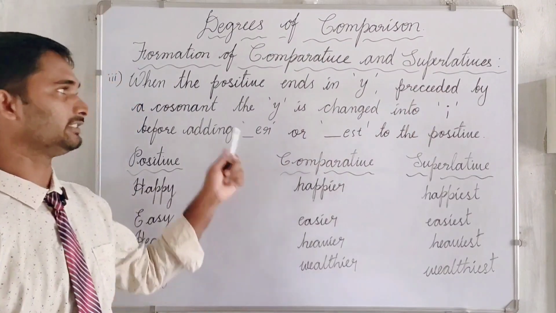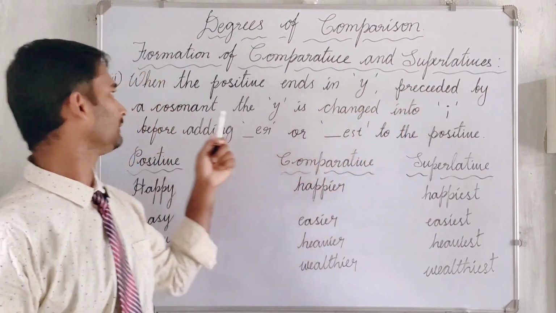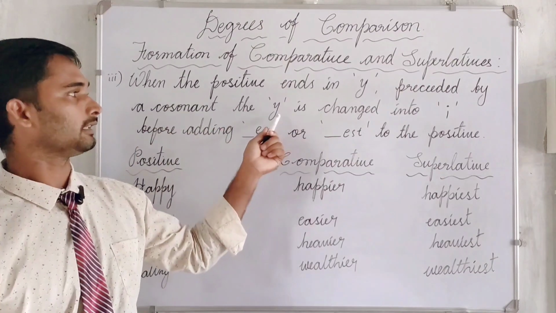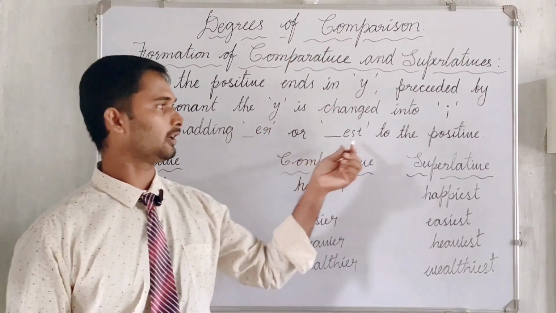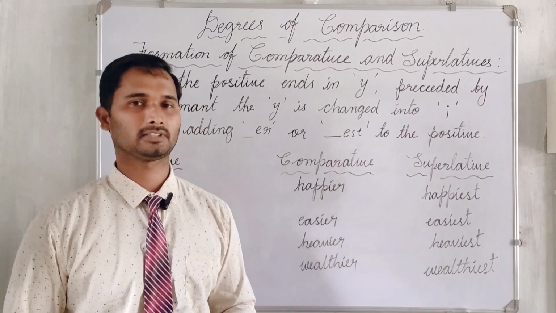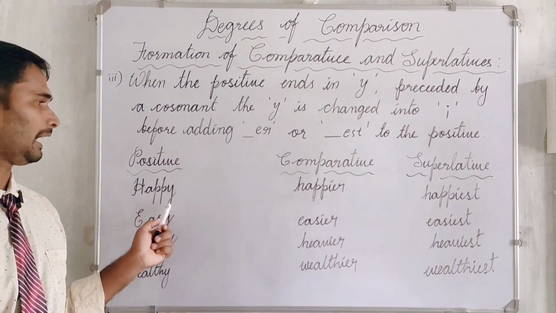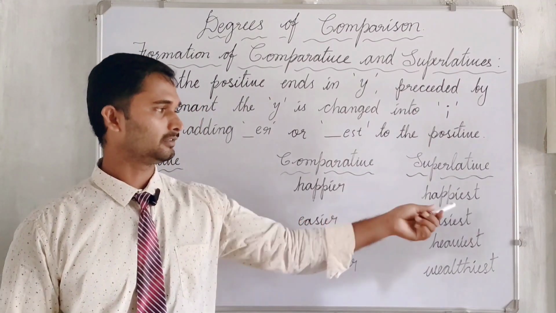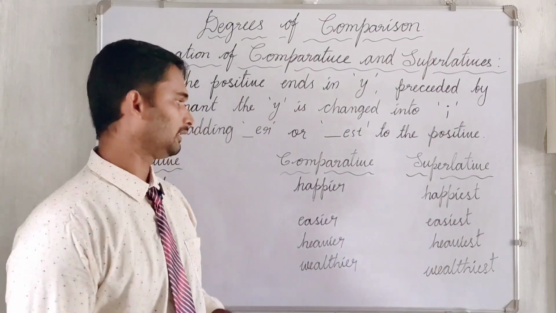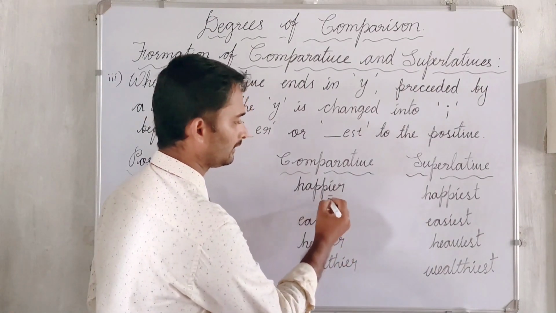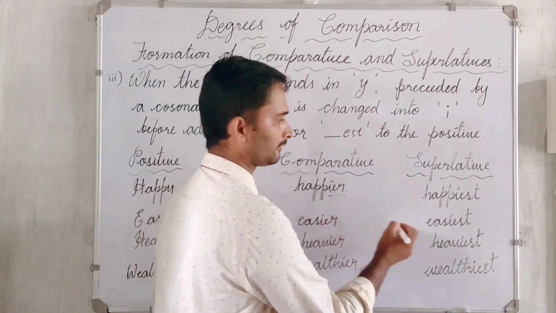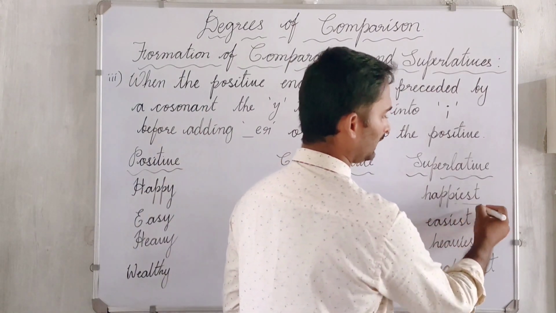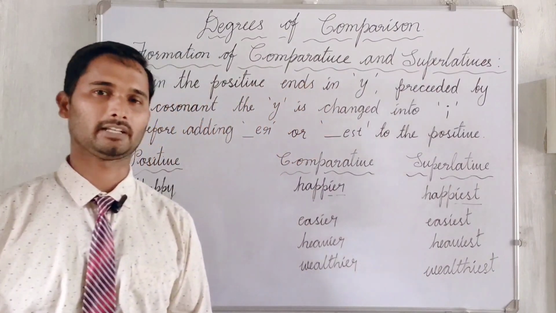When a positive adjective ends in y preceded by a consonant, the y is changed into i before adding er or est to the positive. Some examples: happy, happier and the happiest. The y is dropped, i is added and er is added to form the comparative. Here i is added and est is added to form the superlative degree.